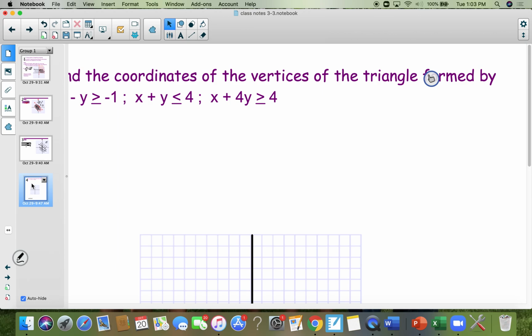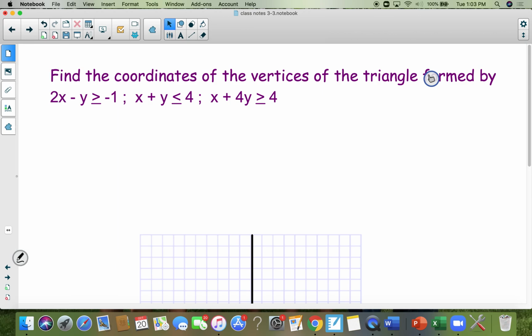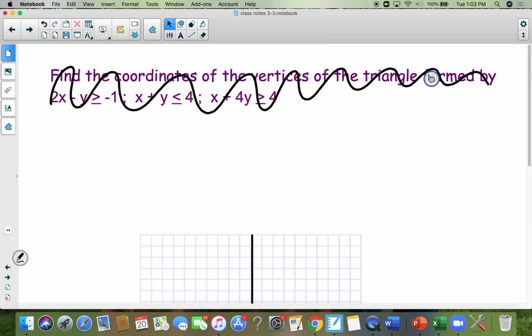And the last one: find the coordinates of the vertices of the triangle formed. We are not doing this part, and it won't be on the test, so let's not worry about this section for the test.